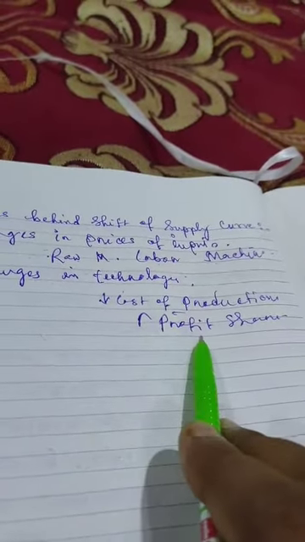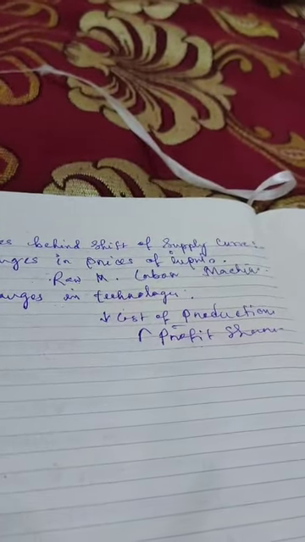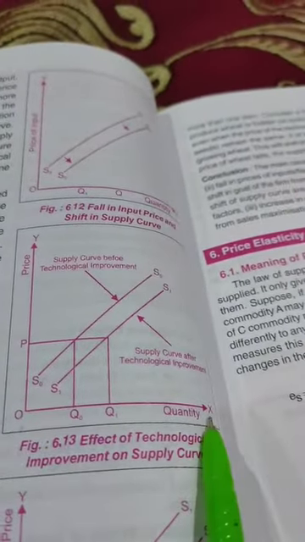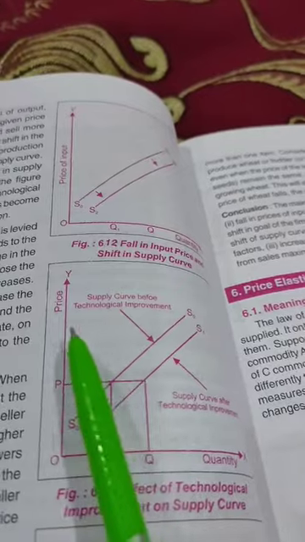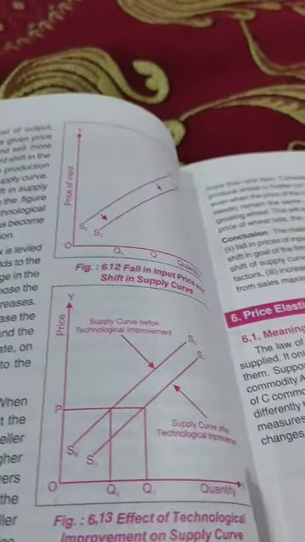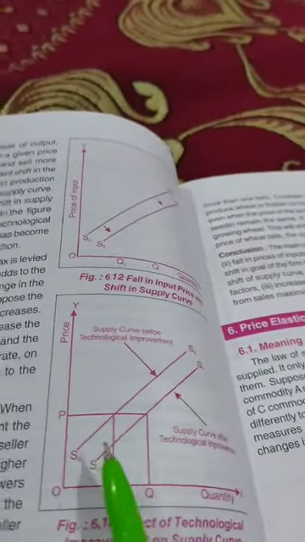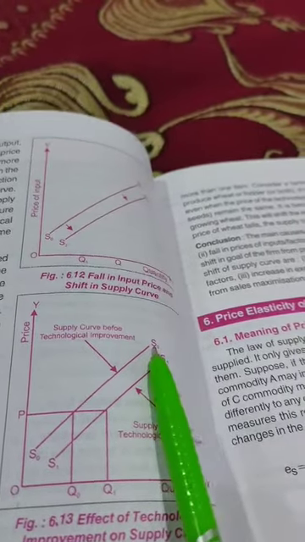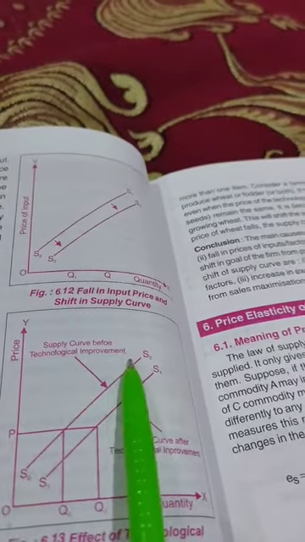So in such a situation, the producer will supply more units of the commodity in the market. This can be shown with the help of this diagram. This is the horizontal axis measuring the quantity supplied of the commodity, and this is the vertical axis measuring the price of the commodity, not the price of input as in the previous diagram. Now take the example: this is the S0 supply curve, named as the supply curve before technological improvement.